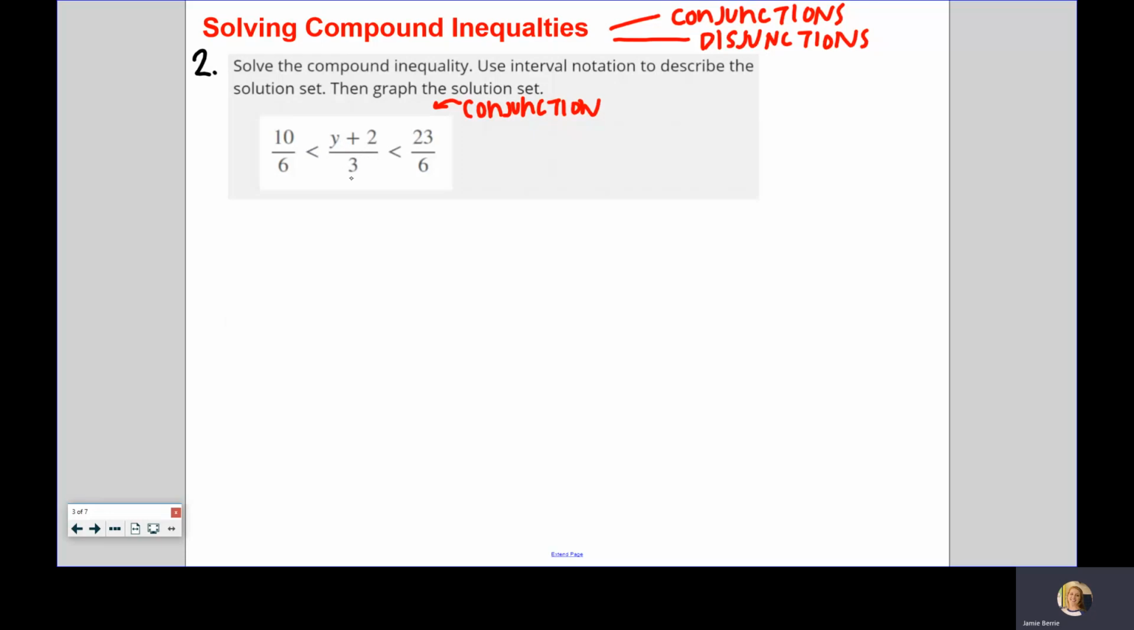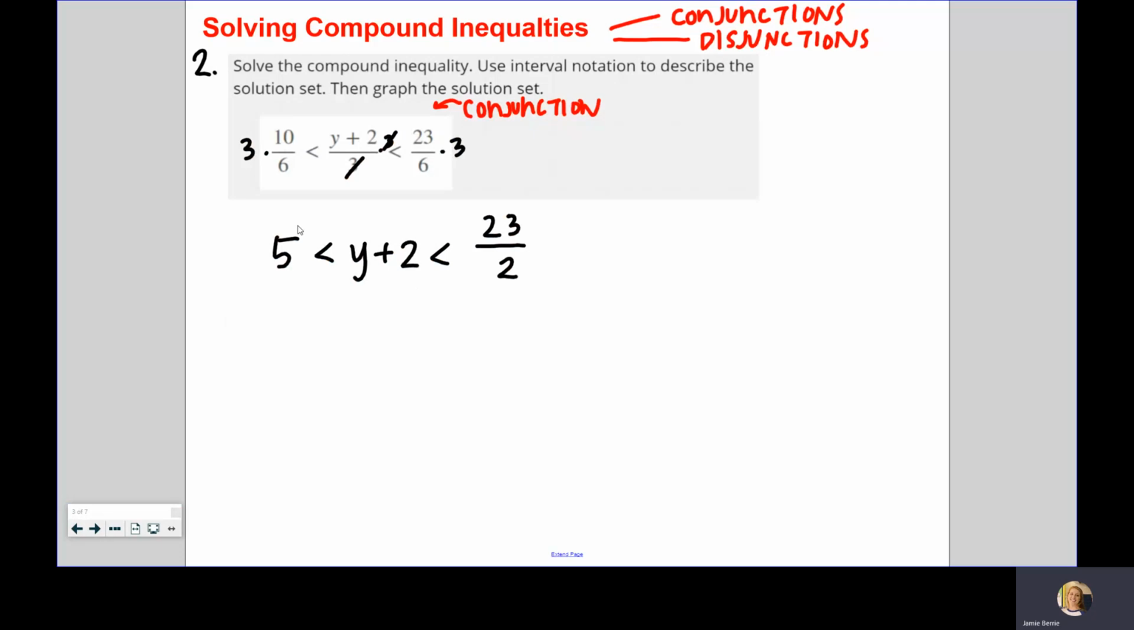So the first thing that's in my way is this fraction. So I'm just going to multiply everything by the denominator. In the middle here, 3 and 3 cancel out. 3 times 10 would be 30. 30 divided by 6 is 5, is less than y plus 2, is less than, 23 times 3 is 69 over 6. And that's going to reduce to 23 over 2, but you can do that in your calculator if you want to.